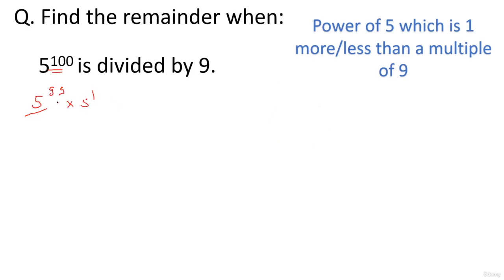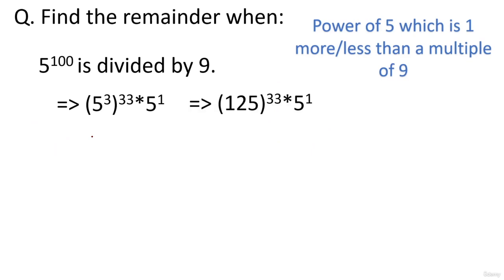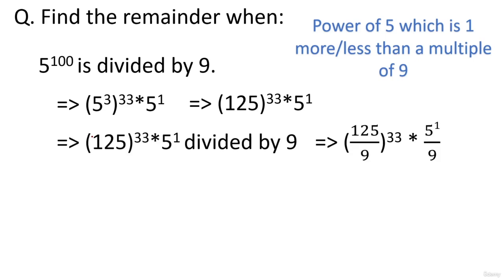Aur ab is 5 raised to 99 ko hum log aage split karenge as what, guys? As 5 cube the whole raised to 33. So it now becomes 5 cube the whole raised to 33 into 5 raised to 1. And 5 cube is 125, the whole raised to 33 into 5 raised to 1. Again 125, as I told you, on dividing with 9, leaves the remainder minus 1. And 5 ka remainder 9 se kitna aega, guys? Basically 5 hi aega. So minus 1, 33 times it becomes minus 1 only.